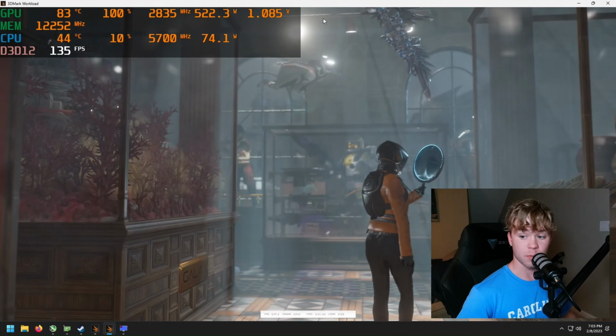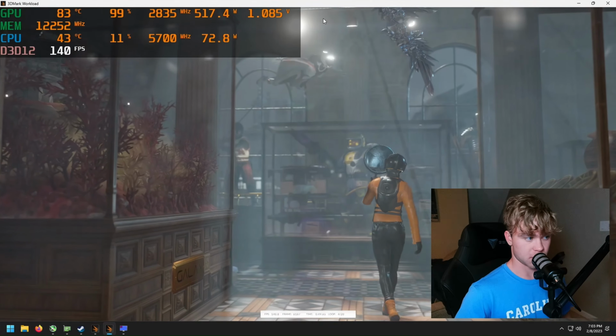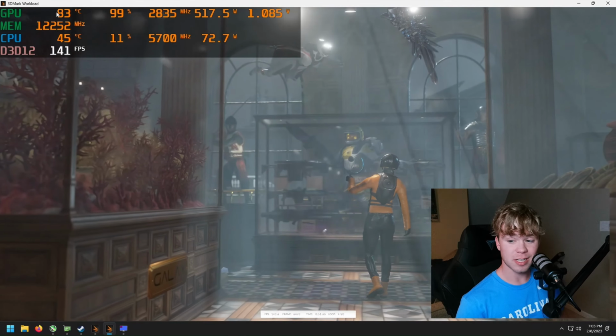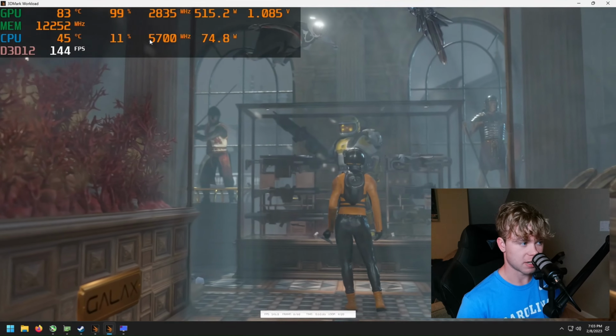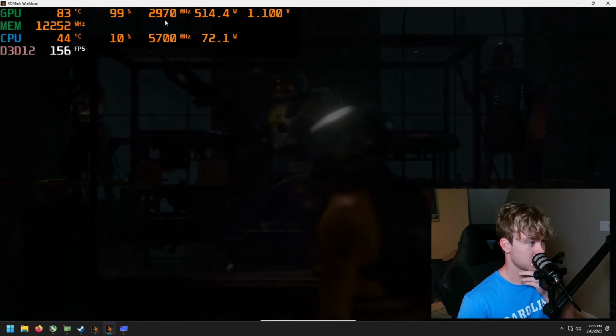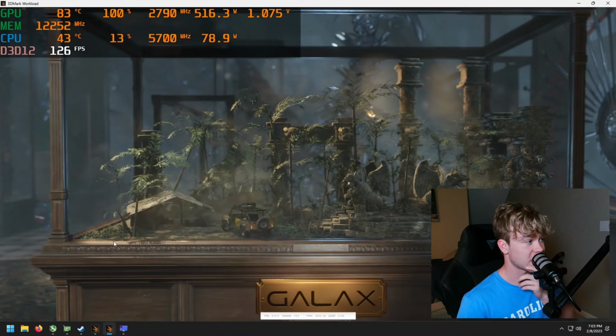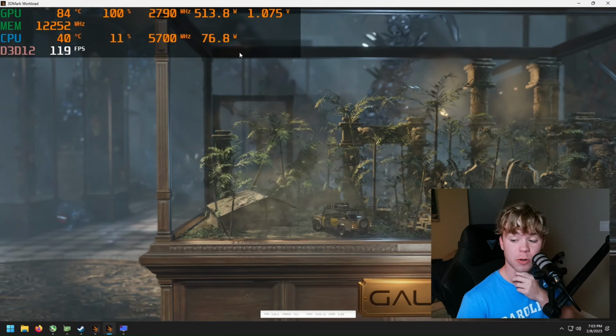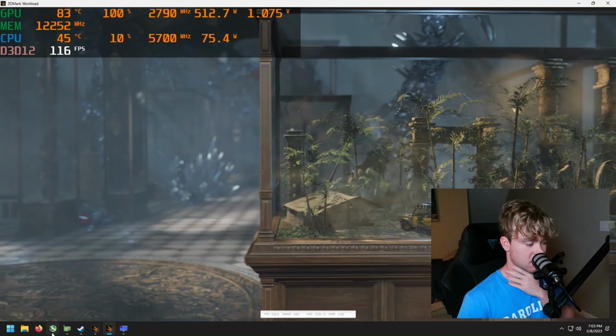Okay, we're currently on loop 4, but I actually am going to stop it here. As you can see, the GPU is hitting 83 degrees right now. 2835, 2970, okay, now it's boosting back up, but as you can see, it is severely downclocking, even to the point where it's having to drop the voltage because of the temperatures.